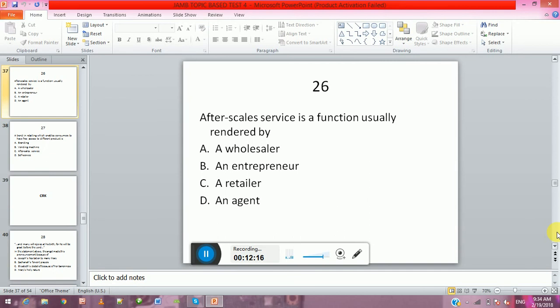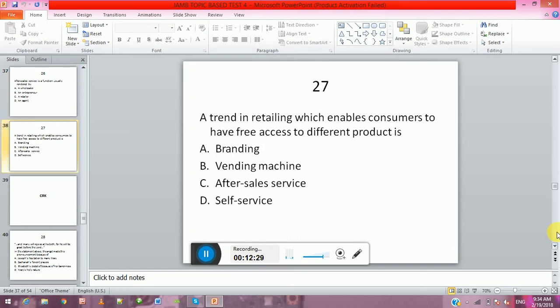After sales service is a function usually rendered by: A. A wholesaler. B. An entrepreneur. C. A retailer. D. An agent.